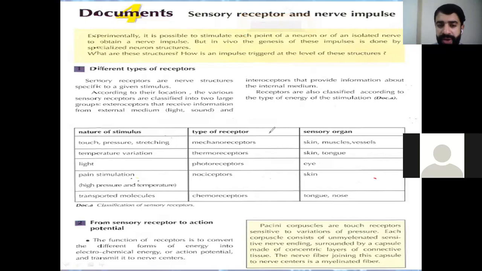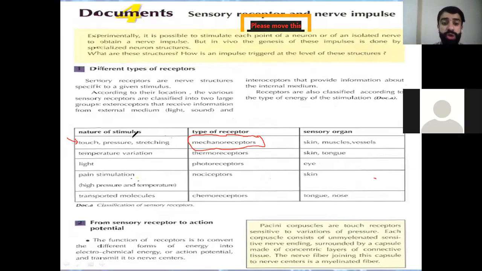So here about the nature of stimuli. First, we have something called mechanoreceptors. Mechanoreceptors are the receptors that receive a stimulus like touching, hitting, slapping, and we have pressure. For example, if you pinch your finger, the stimulus is called pressure, and also we have stretching. All of them are classified as mechanoreceptors, and the sensory organ is mainly the skin, the muscles, or the vessels.